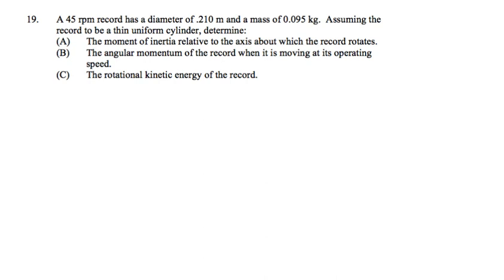So if I were solving for B separately, I know that the formula for L is I omega. That's the formula for angular momentum. So all I need to do is put in those two numbers. Now for I, I'm going to replace the I with the formula for the moment of inertia of a cylinder. And what's that formula? 1/2 mr squared.